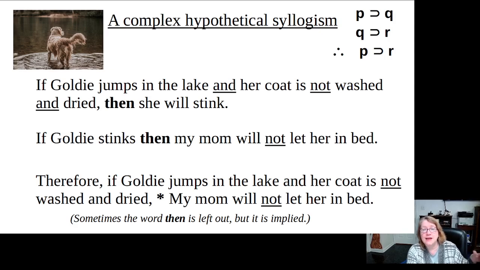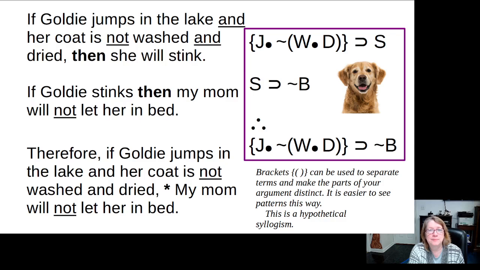Okay, but you see the extra words in here, the ands and the nots? Let's take a look at the form. Here's Goldie. If Goldie jumps in the lake and her coat is not washed and dried, then she will stink. If Goldie stinks, then my mom will not let her in bed. Therefore, if Goldie jumps in the lake and her coat is not washed and dried, then my mom will not let her in bed.